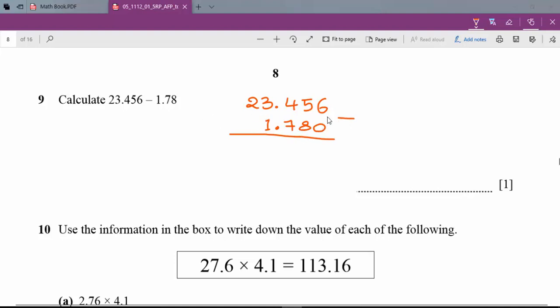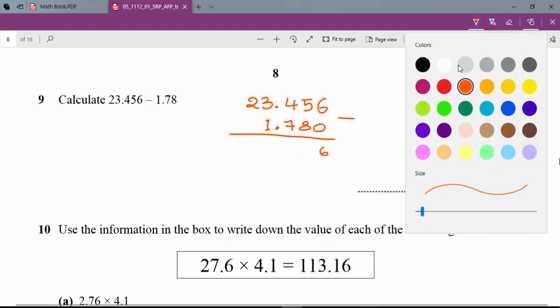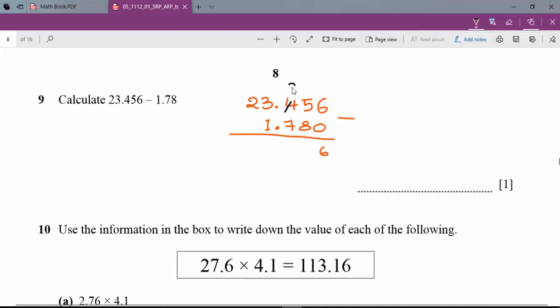Now subtract. 6 minus 0 is 6. 5 minus 8, it can't be, so it will be 3. It will be 15. 15 minus 8 is 7. 3 minus 7 can't be, it will be 2. It will be 13. Then 13 minus 7 is equal to 6. 2 minus 1, the decimal point comes down. 2 minus 1 is 1, and this 2 is here. So the result is 21.676.